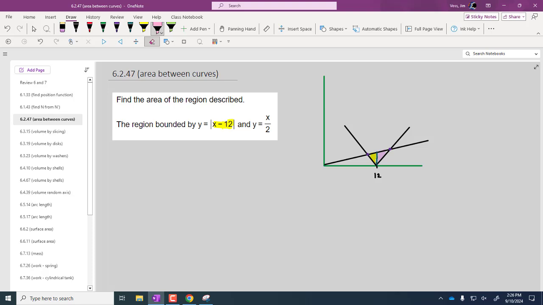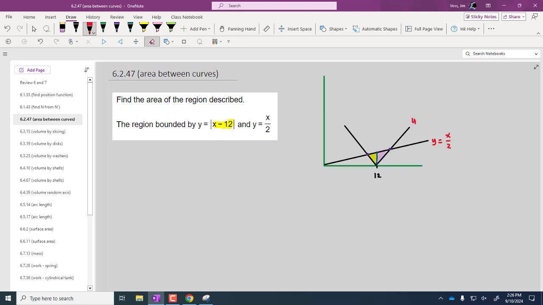We can't integrate with respect to y. I mean, we could, but we'd still have to use 2 separate integrals. So we'll just leave it with respect to x. We need to find the equations of all these things. So this one we have. This one is y equals x over 2.